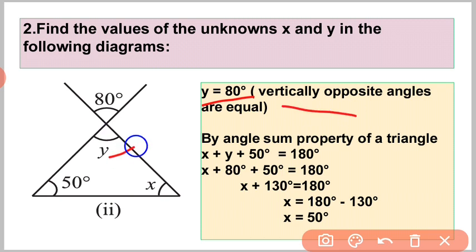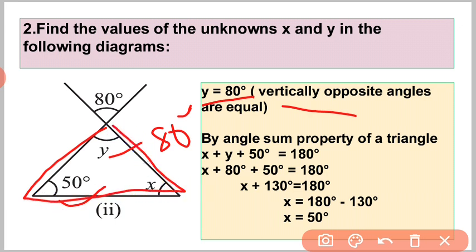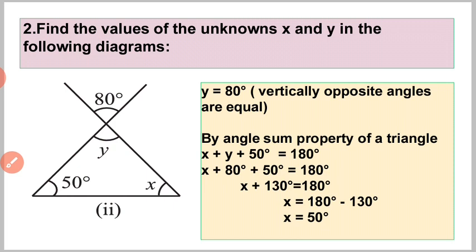Next thing, if this is 80 degree, we have this angle, we can add all the angles of this triangle and equate it to 180 degree by angle sum property of a triangle. So x plus y plus 50 degree equal to 180 degree. So x plus 80 degree plus 50 degree will be 130 degree, and subtracting 130 degree from 180 degree we get 50 degree. So value of x is 50 degree, whereas value of y is 80 degree.